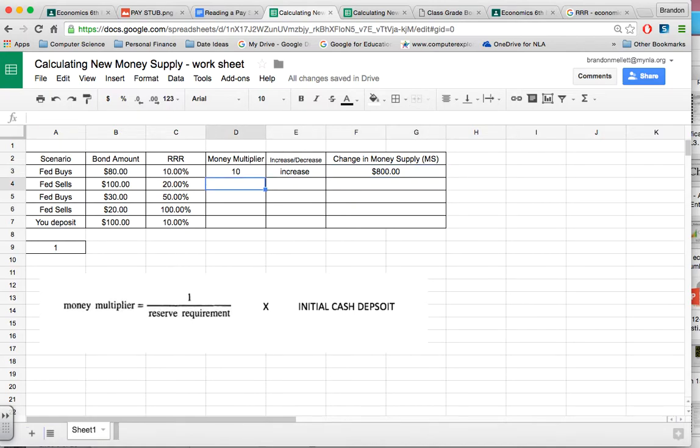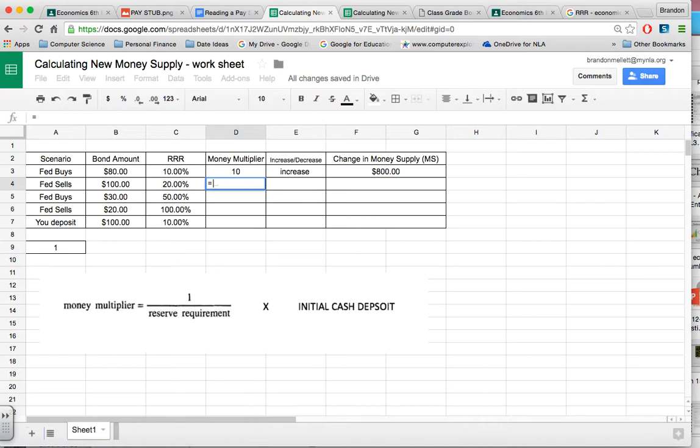So when you're doing each one of these, you have to ask yourself, is it going to increase or decrease? And that really depends on what the Fed is doing. In this instance, the Fed is buying bonds, so we're going to see an increase. But what if the Fed is selling bonds? Well, the same steps are going to take place.